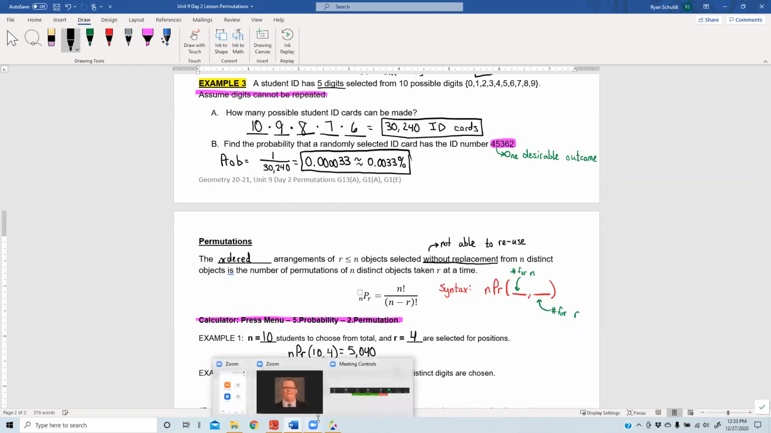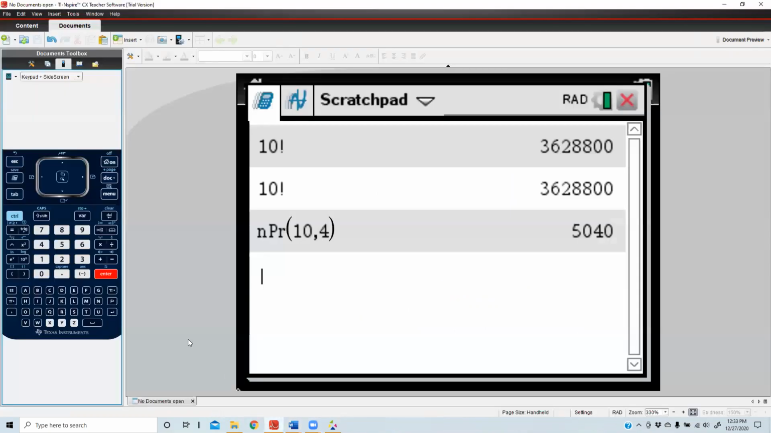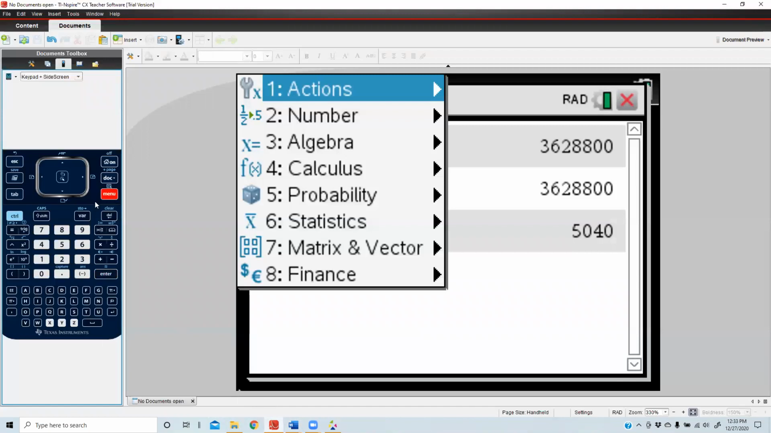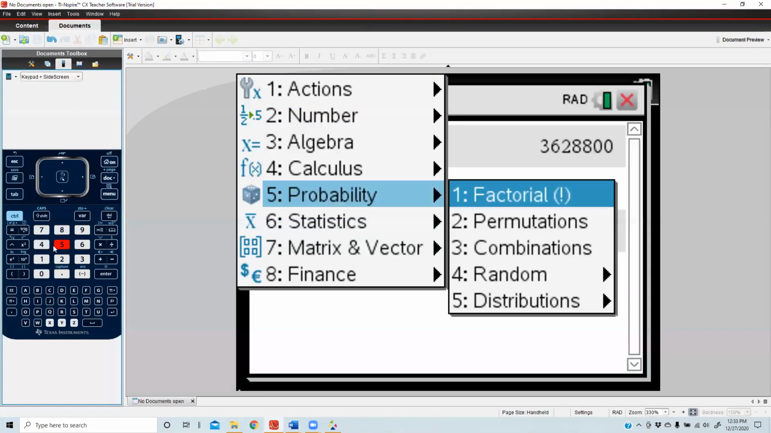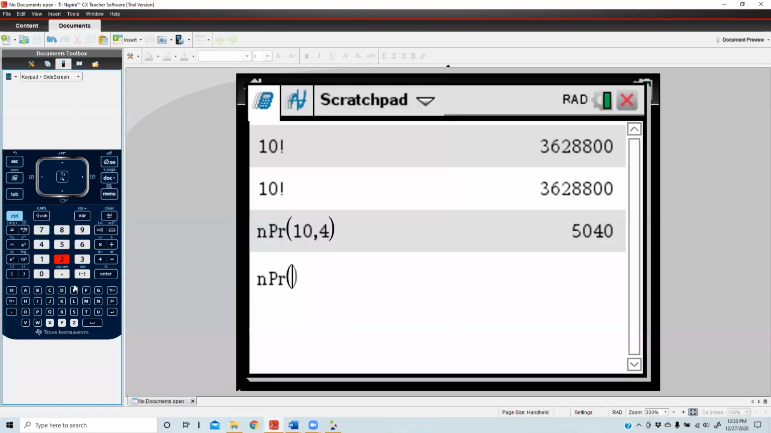Let's do that in the calculator. So menu, probability, permutations. We put our 10 in there, do a comma, then the 5, hit enter.